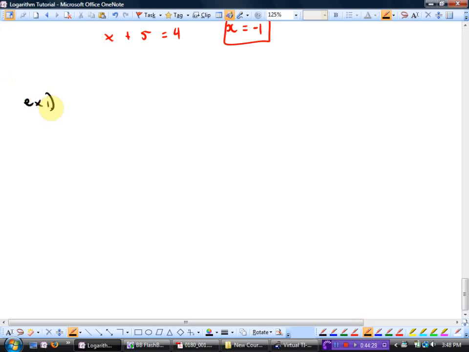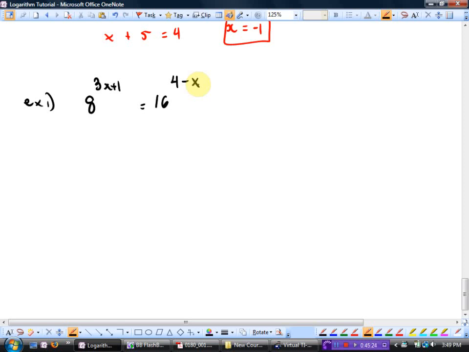Here's the first type. 8 to the 3x plus 1 equals 16 to the 4 minus x. What's the base on the left-hand side? 8, very good. What's the base on the right-hand side? Okay. Actually, I would disagree with you. I think the base of both of them is actually a 2 in disguise, because I think I can write 8 as 2 to some power, and I can write 16 as 2 to some power. And then once we have our bases the same, the magic phrase was we equated the exponents.